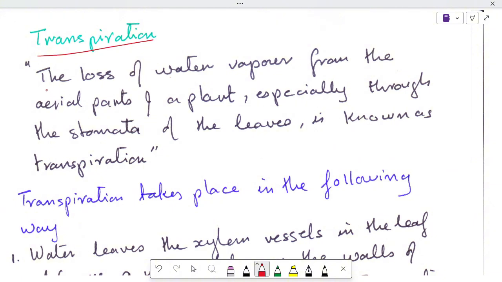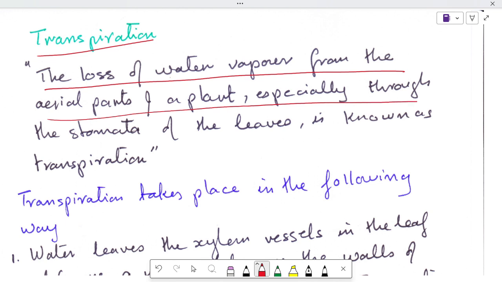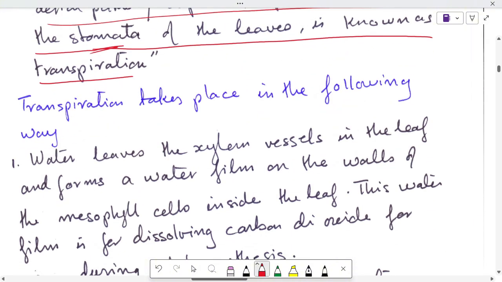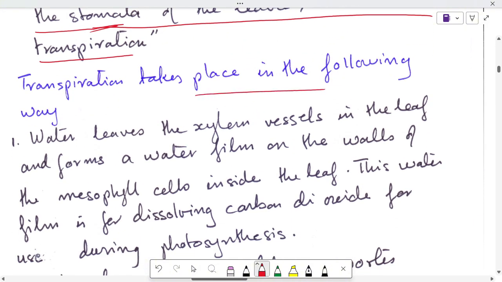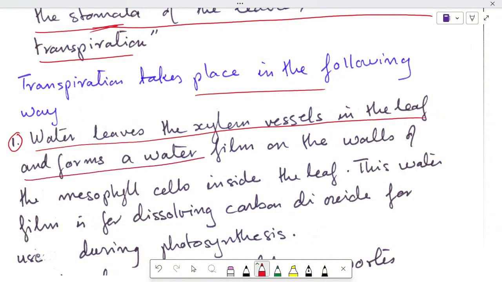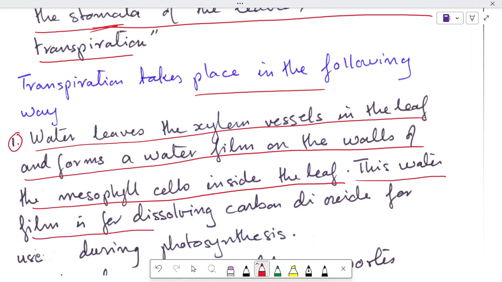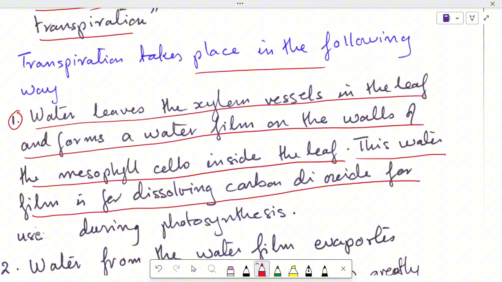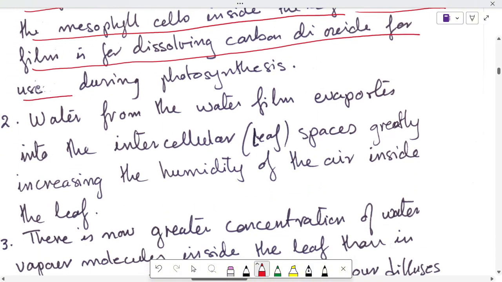Transpiration is the loss of water vapor from the aerial parts of a plant, especially through the stomata of the leaves. Transpiration takes place in the following way. Number 1, water leaves the xylem vessels in the leaf and forms a water film on the walls of the mesophyll cells inside the leaf. This water film is for dissolving carbon dioxide for use during photosynthesis.